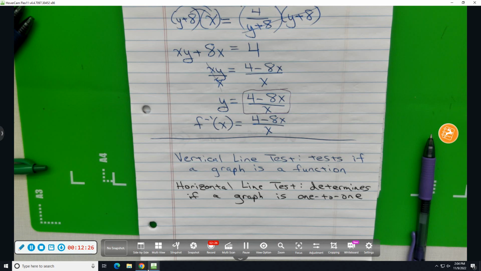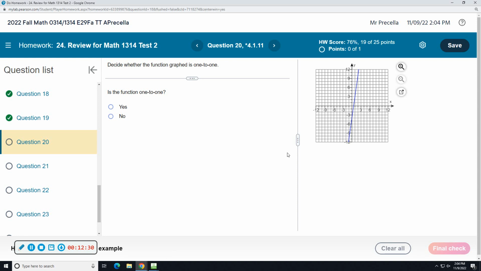So, looking back at this function, can we draw a horizontal line so that it hits the graph in 2 spots? There are plenty of horizontal lines drawn. They're on that grid. Are they hitting the graph in 2 distinct spots? No. So yes, this thing is 1-to-1. If it's impossible to draw a horizontal line to hit the graph in 2 spots, then you're looking at a 1-to-1 function.